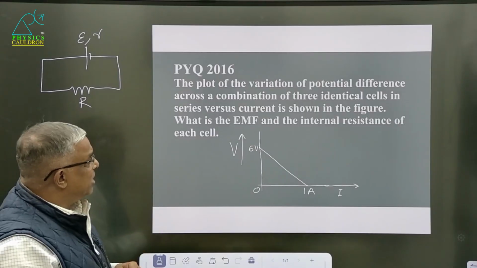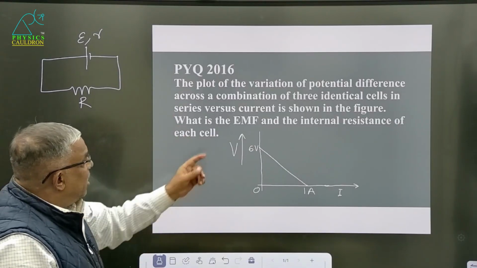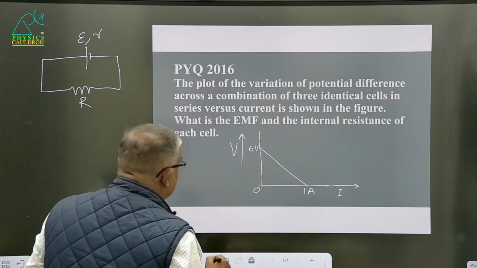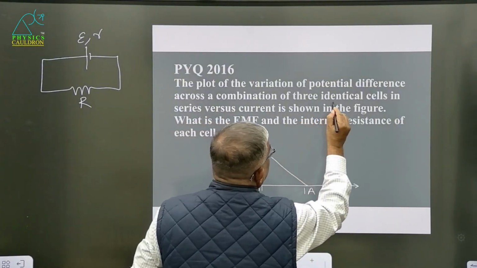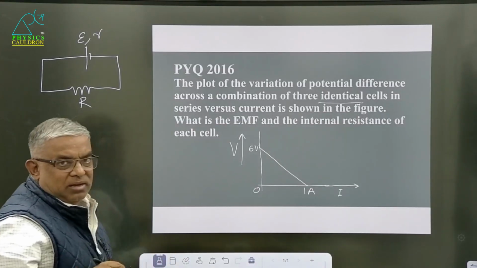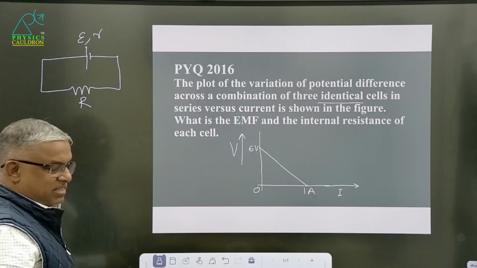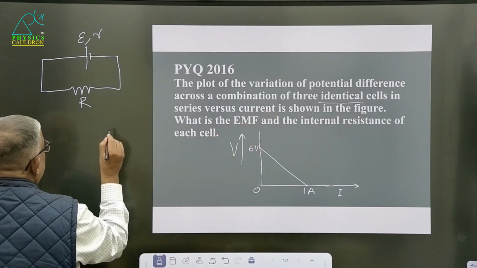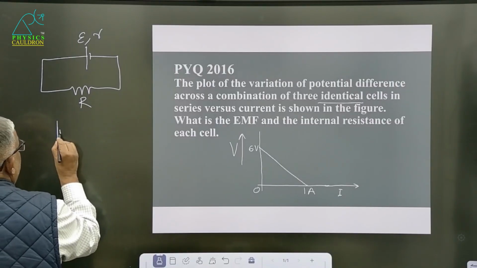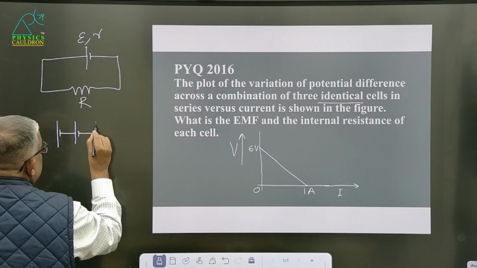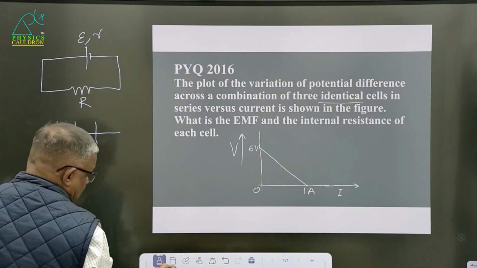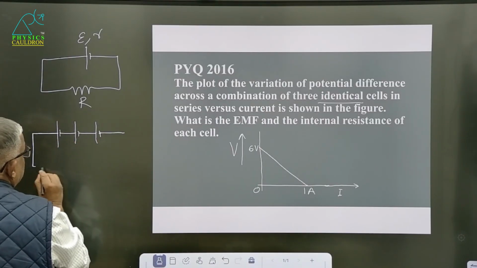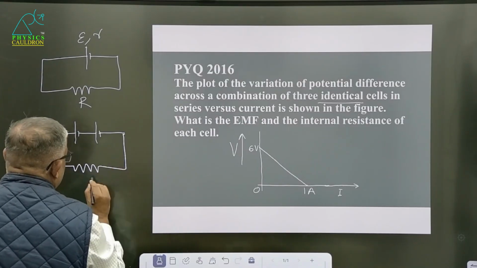Now, in this question, you can see there is a combination of three identical cells. Remember, this word identical is important. Three identical cells, cells same in all respects. So, going by this instruction, I draw the diagram. There are three cells, cell number 1, cell number 2, cell number 3, all identical, connected to some external resistance, let us say R.